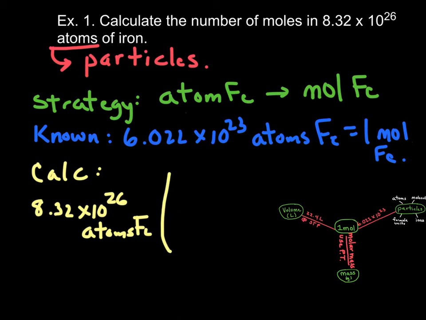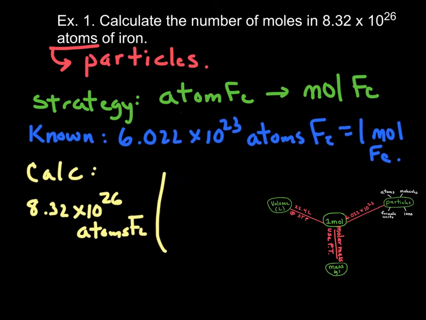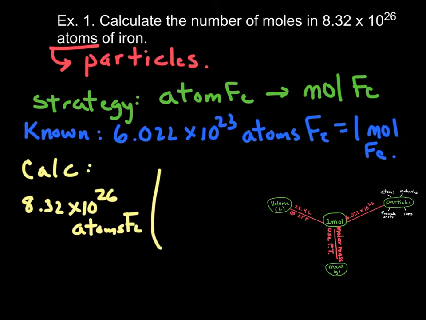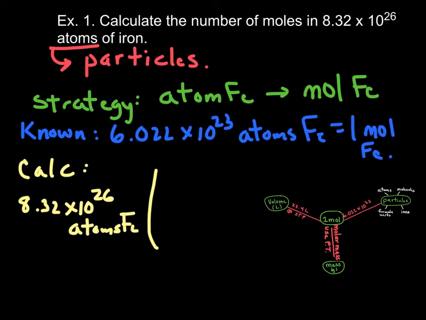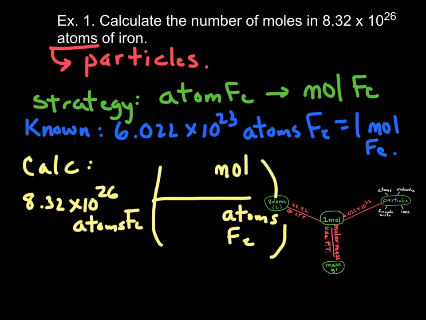Then we build our conversion factor. Alright, hopefully I don't run into this guy. So then we build our conversion factor. We want to get rid of atoms, and whatever we want to get rid of goes on the bottom. So we're going to put atoms on the bottom of iron. And we want to get 2 moles of iron.